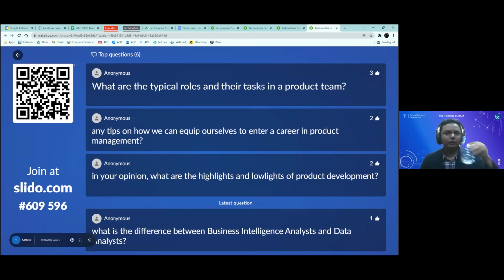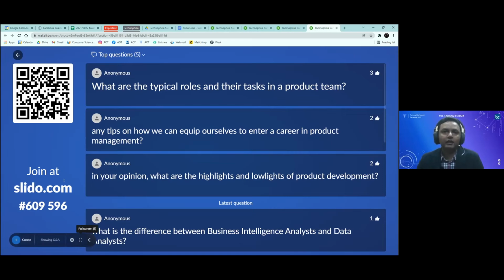For the first question, what are the typical roles and their tasks in a product team? Yeah, the typical role, of course, being the leader, you would be leading your product team. And in the product team, of course, you have multiple sub teams. These days, people usually go for small teams, 5 to 6 people. Ideally, in a small team, there would be an engineer. If you're building a typical digital product, you should have 1 to 2 programmers or developers in your team. You should have a UX person who is hands-on with user experience design.